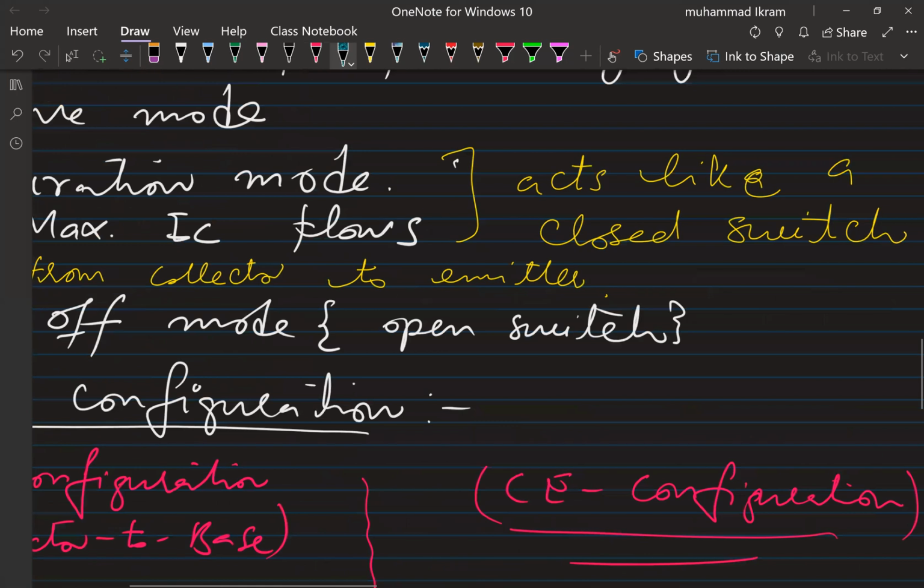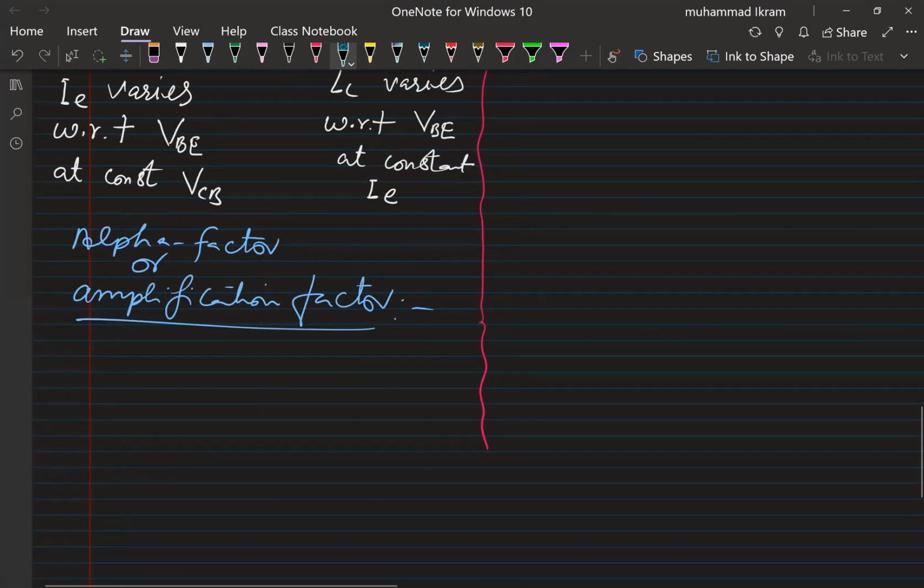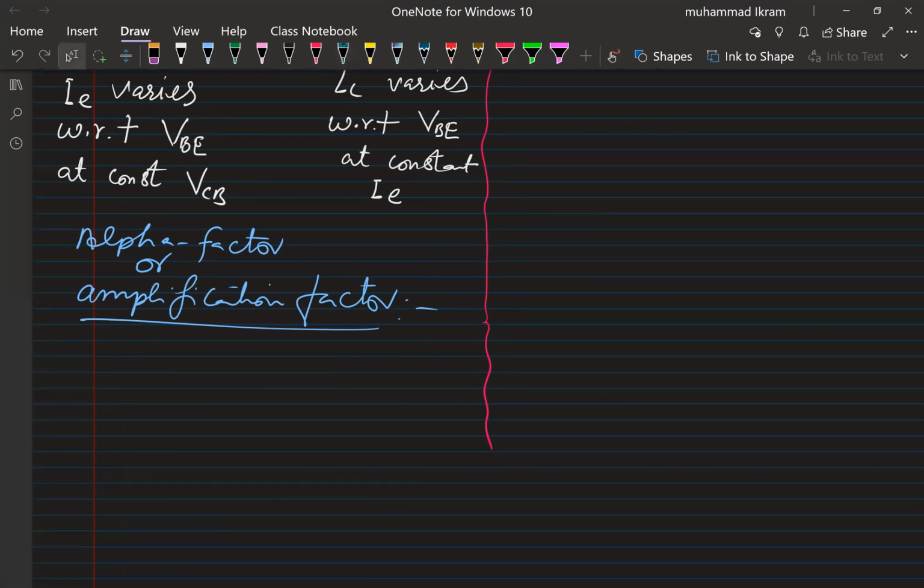Now, look, as I told, I'll be explaining to you the amplification factor here. The amplification factor, or the gain, is denoted by alpha. This alpha is the ratio of the collector current IC to the emitter current IE, right? And usually this alpha is nearly equal to 1. What is the reason it is nearly equal to 1?